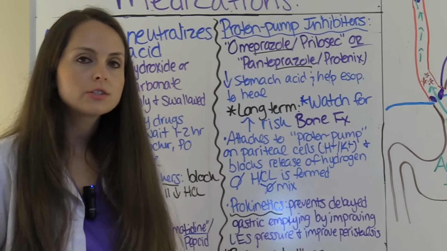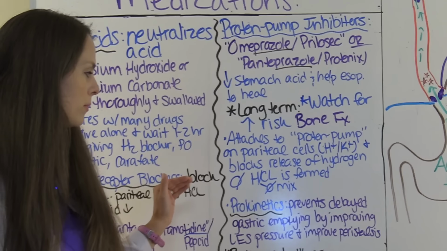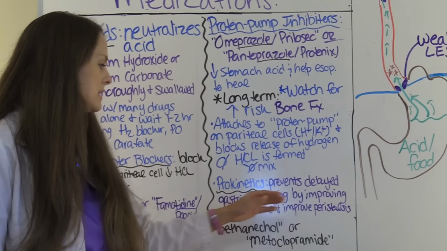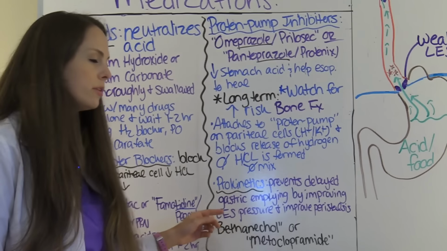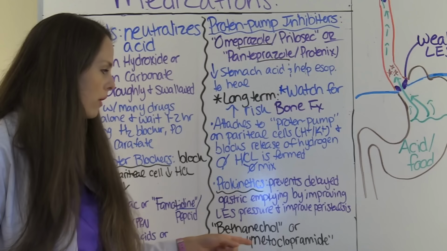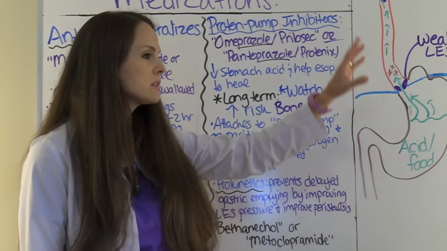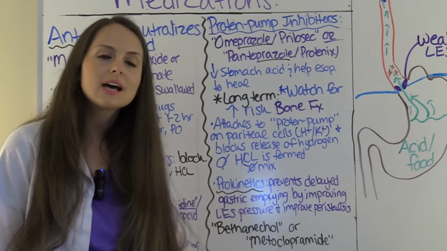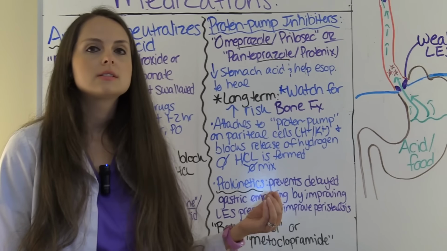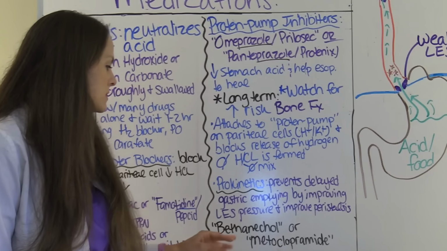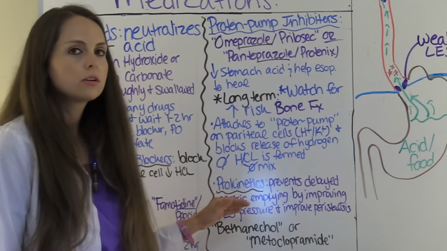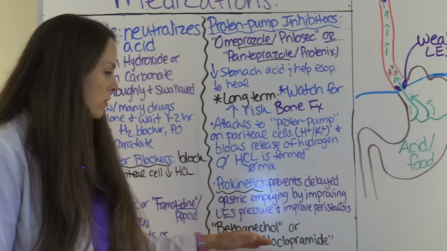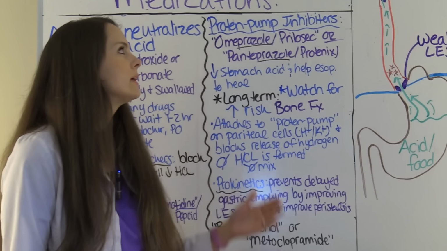Another group of drugs used are called prokinetics, and these work by preventing delayed gastric emptying, by improving the lower esophageal pressure, and improves peristalsis. So they have like a cholinergic effect, because remember, our anticholinergics cause delayed gastric emptying. Some drugs that are considered prokinetics are bethanechol or metoclopramide, also called Reglan.